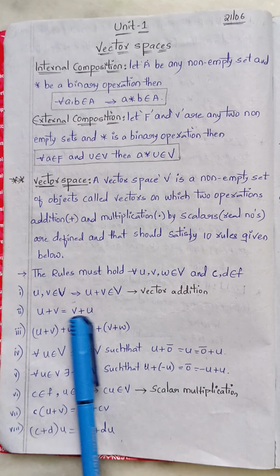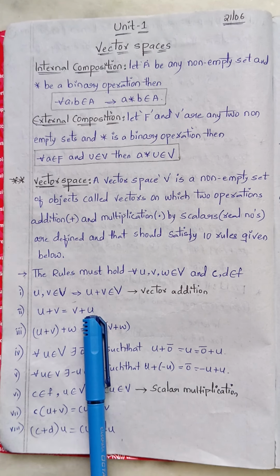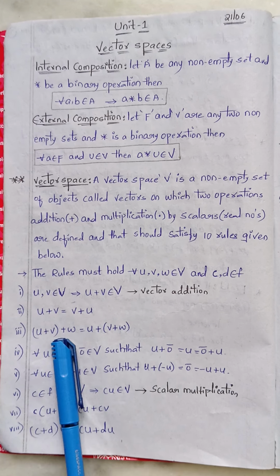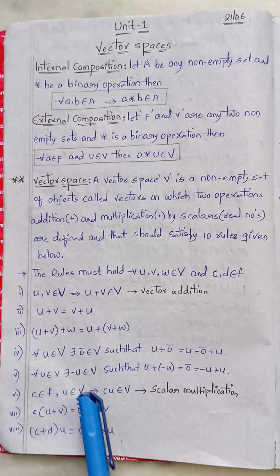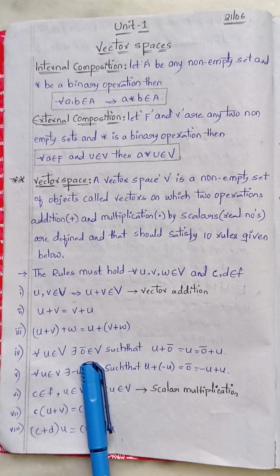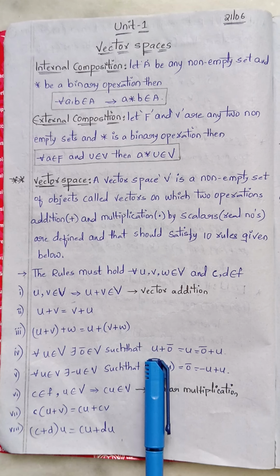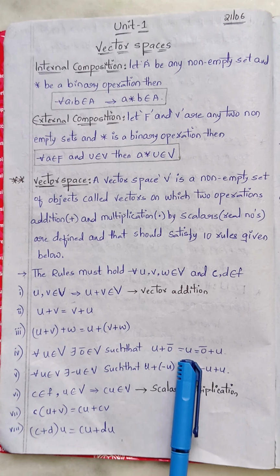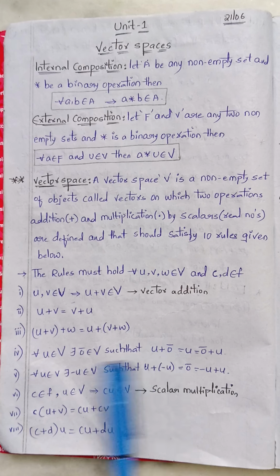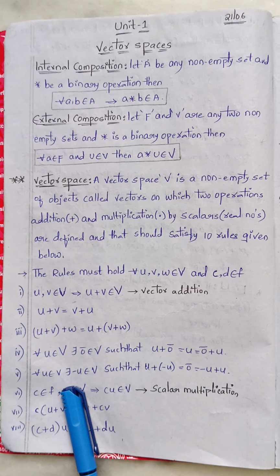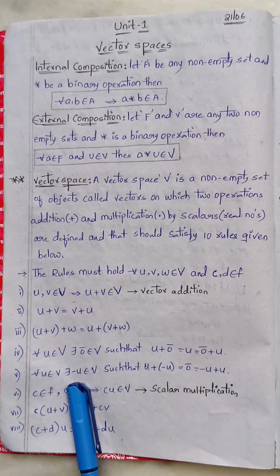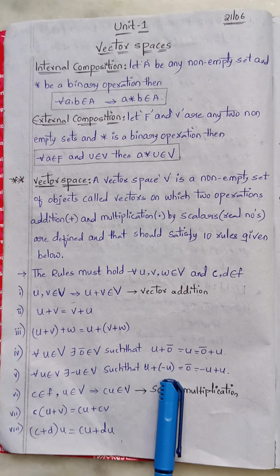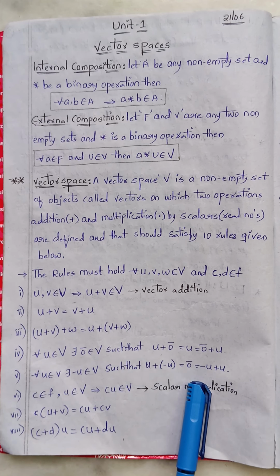In the same way, the commutative property: u plus v equals v plus u. And the associative property: take any three elements and add them in different groupings, and the result will be the same. Now the identity property under addition: take any element u from the vector set and the zero vector from the vector set, then u plus 0 bar is u. Then the inverse property under addition: take any vector u from the vector set, and minus u belongs to V, then when you add them, the zero vector will come.